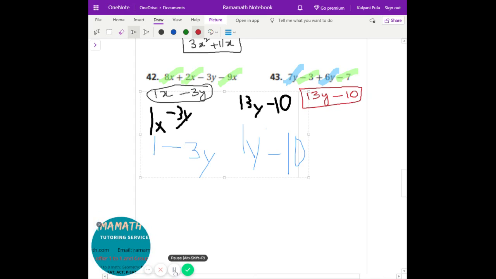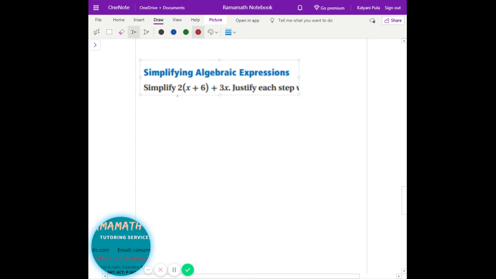The next one, we have a combination of the distributive property, because I see a number in front of the parenthesis, and then we need to combine the like terms. So there are two steps in this one. First, apply the distributive property. I'm going to distribute these, so it'll be 2x plus 12 plus 3x. So what I applied is the distributive property.